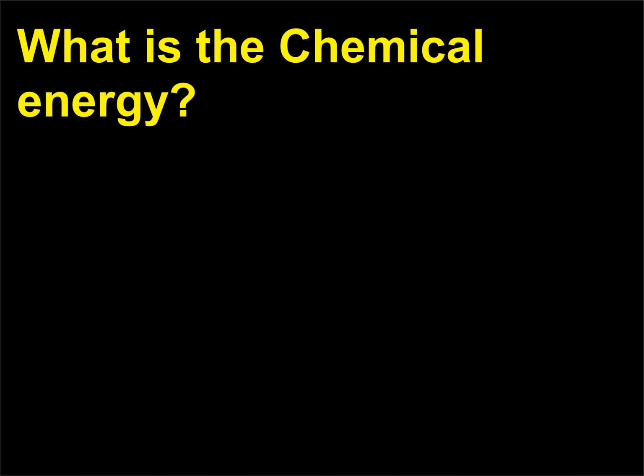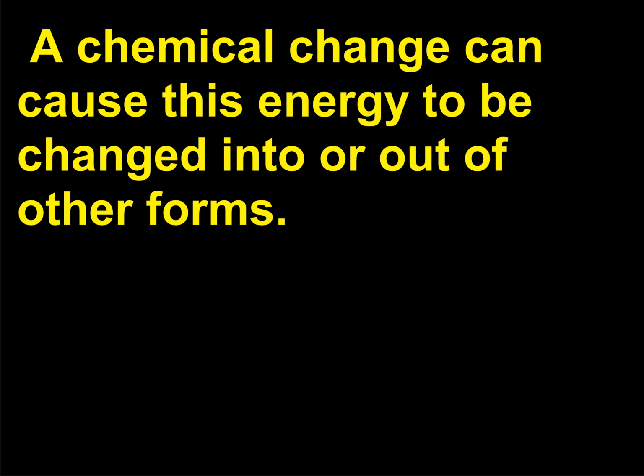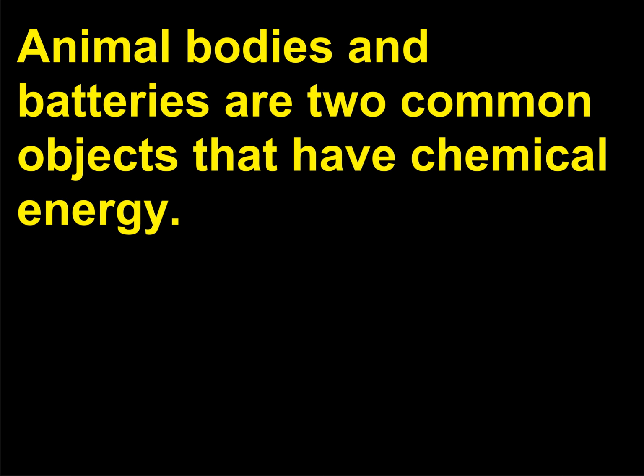What is the chemical energy? Potential energy of a system due to its chemical composition. A chemical change can cause this energy to be changed into or out of other forms. Animal bodies and batteries are 2 common objects that have chemical energy.